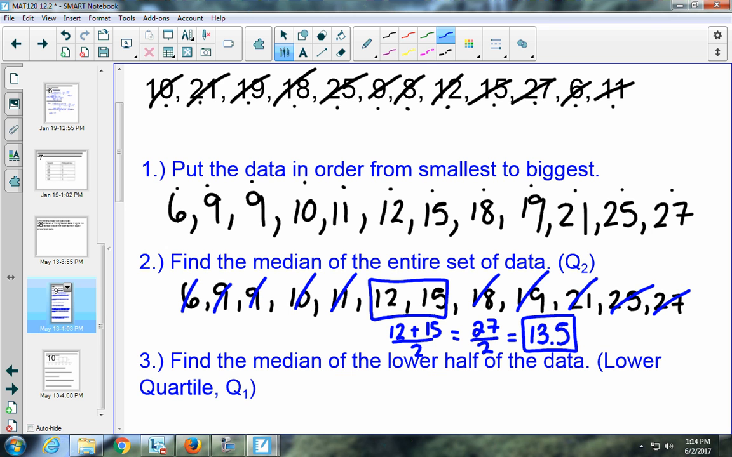And if you're thinking about the location of the median, because we are going to need that, it is right in between 12 and 15. That median splits the data into 2 halves.